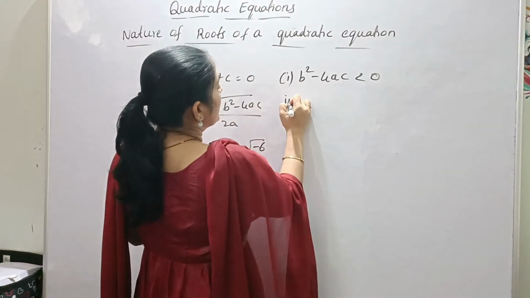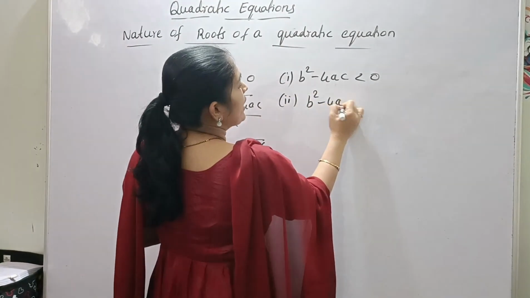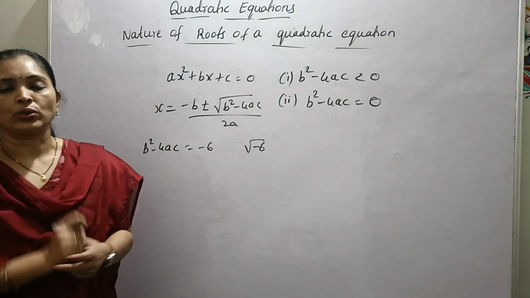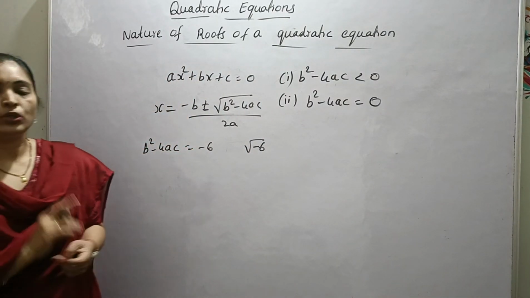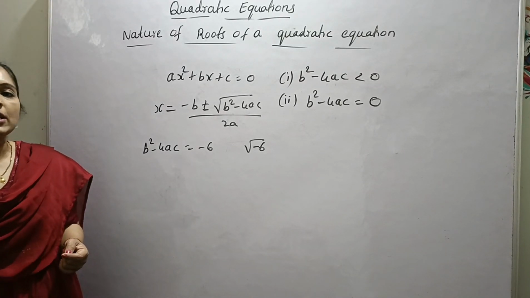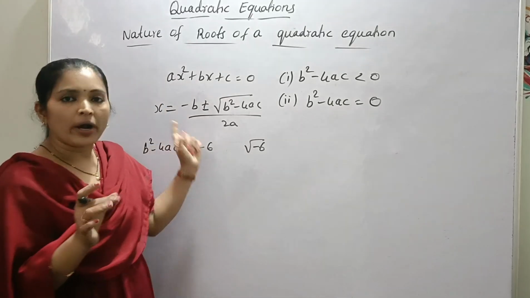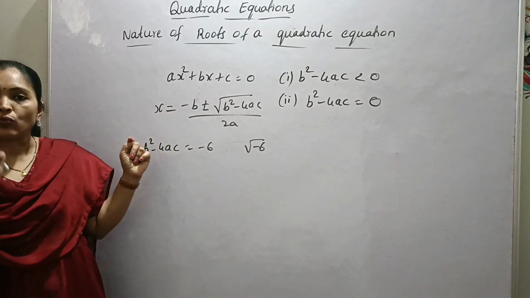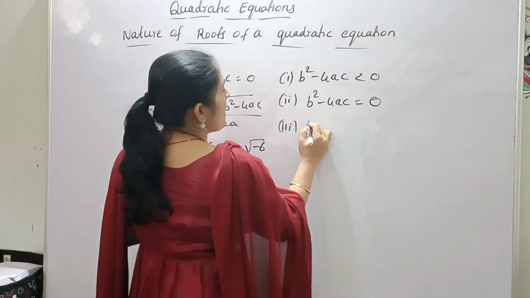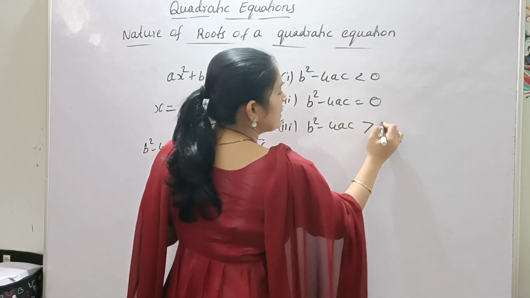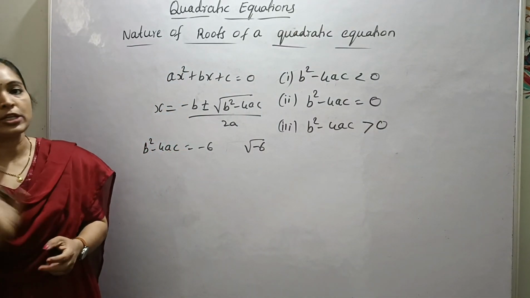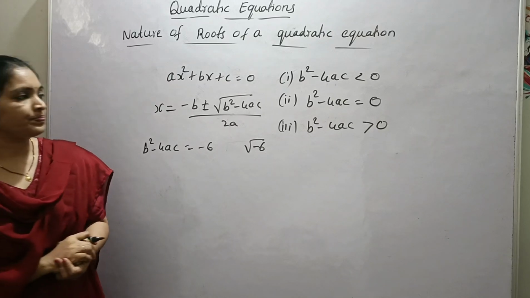In the second case, if b² - 4ac is equal to 0, then you will get only one root, that is real. So remember, if b² - 4ac is equal to 0, then the given quadratic equation has only one real root. And if b² - 4ac is greater than 0, you will get two distinct roots, that is real.